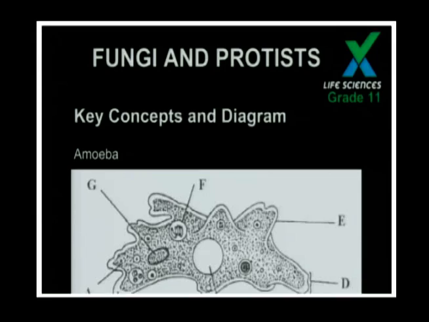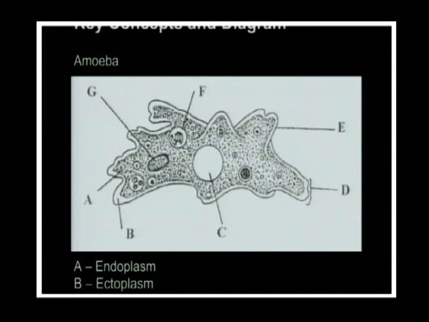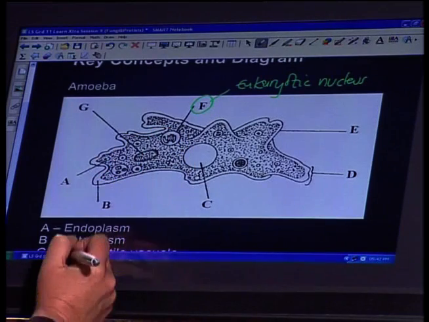Here is a schematic diagram to show you what an amoeba looks like structurally. Let's examine this diagram. First of all, you can see at part F, there is our properly developed nucleus. This, remember, is a eukaryotic nucleus because you can clearly see the nuclear membrane around the nucleus.